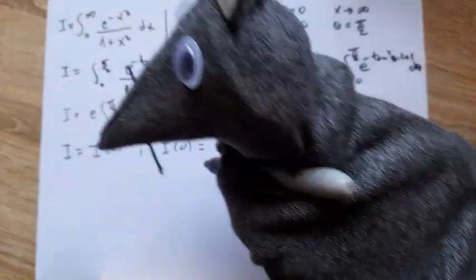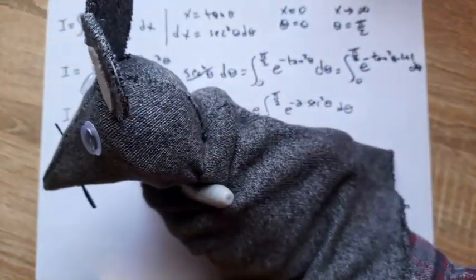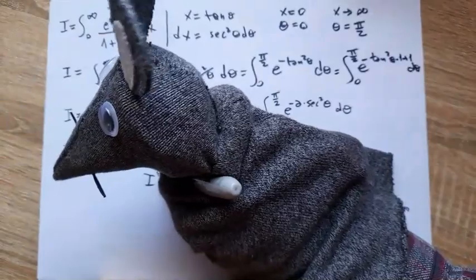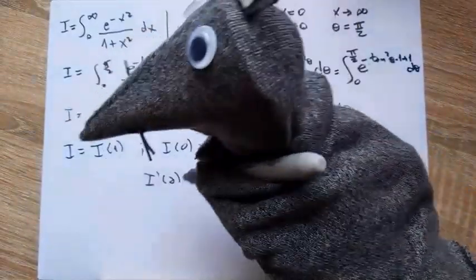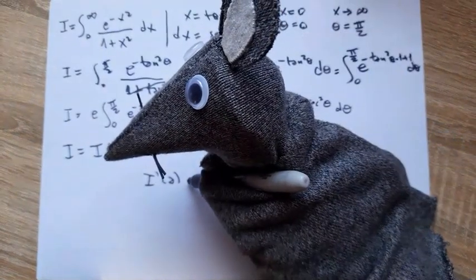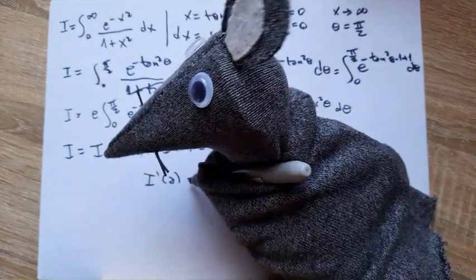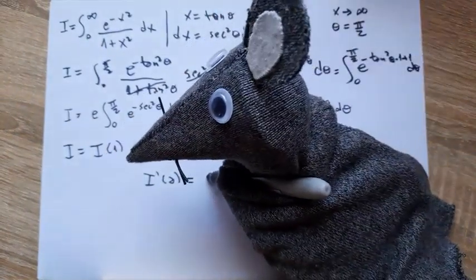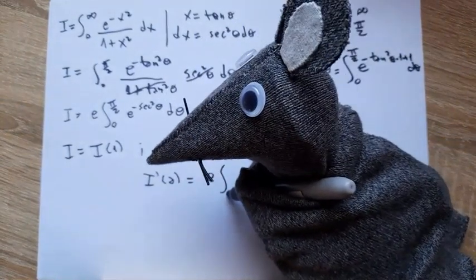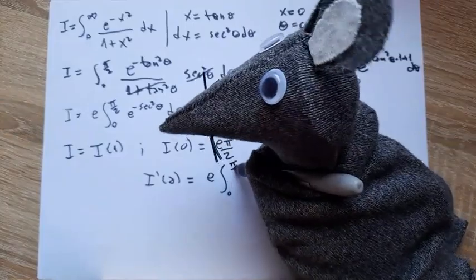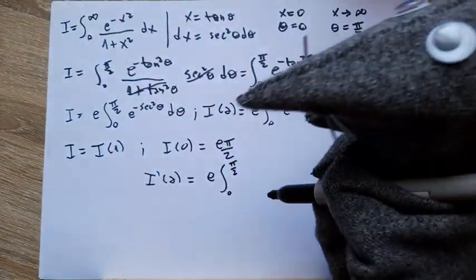Yeah. So, now we will take the derivative. The trick is that we will get a differential equation for the integral in the parameter a. And then solve this differential equation. That will be easier than solving the original integral.